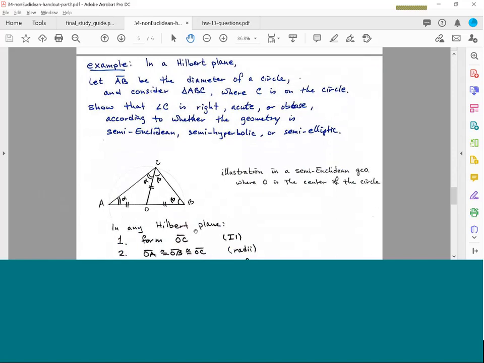So in any Hilbert plane, the first step you'd want to do is draw in the extra radius, from the center of the circle to point C. Now, that gives you a radius, so that means that the radii OA, OB, and OC are all going to be congruent to each other because, hey, that's the definition of a radius. Okay. Now, once you have this internal line in the big triangle, notice what that's automatically doing. That means that we're cutting our big triangle up into 2 smaller triangles. Now, any guesses what type of triangles those 2 smaller triangles are?